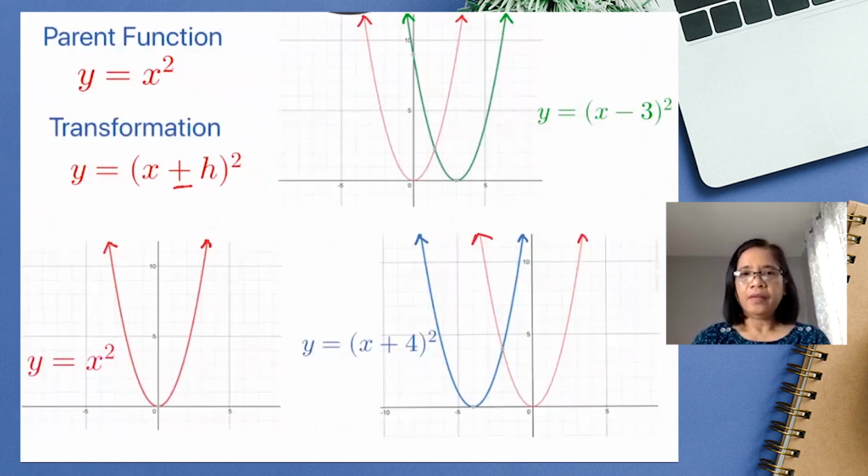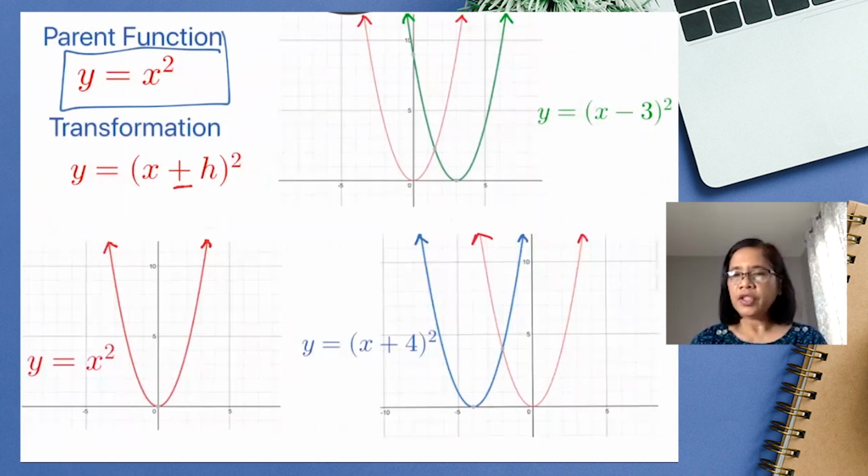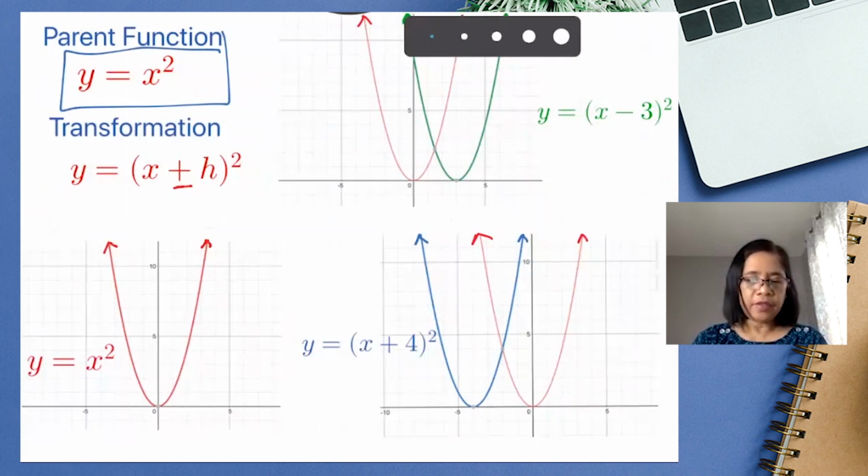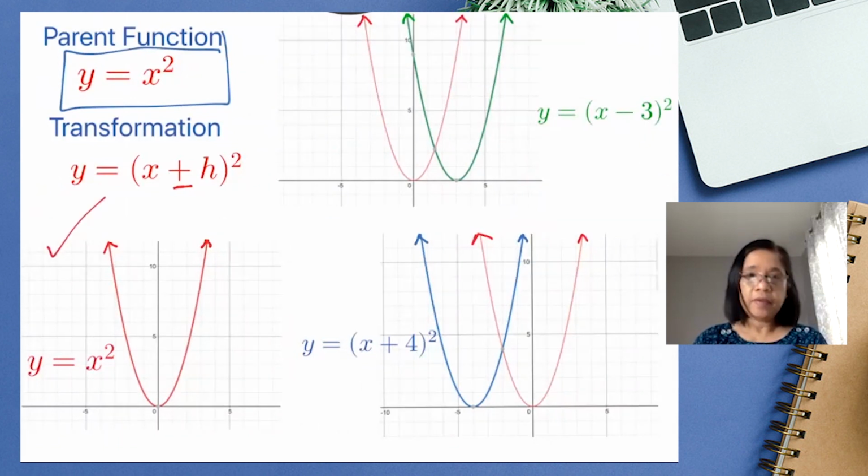Now what happens if we change the value of h? So in this case, we will consider again the parent function, and let's only look at the change on the parameter h. y equals x squared is graphed on the side. It's a parabola facing upwards. Then let's start with the value when h is 3.